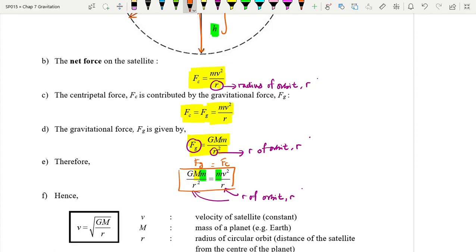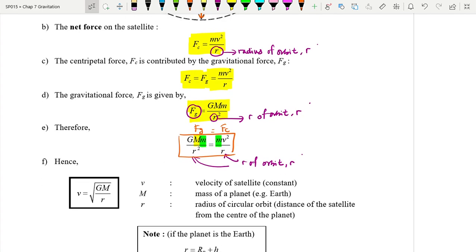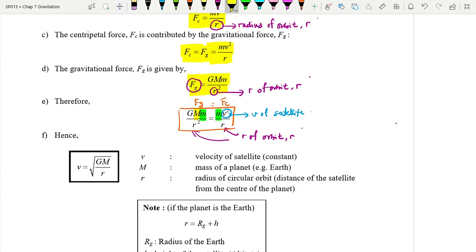Okay, so end up bila kita rearrange equation ini, kita nak v dekat sini. Ini adalah velocity of satellite yang kita nak derive tadi dalam learning outcome ni. So kita rearrange formula ni, kita akan dapat satu formula which is v equals to square root of GM over r. Okay, lebih kurang sama dengan escape velocity.